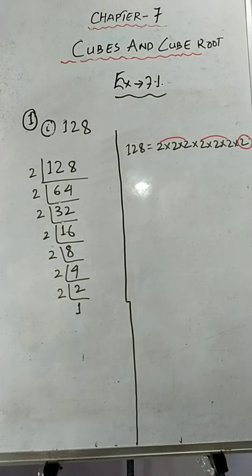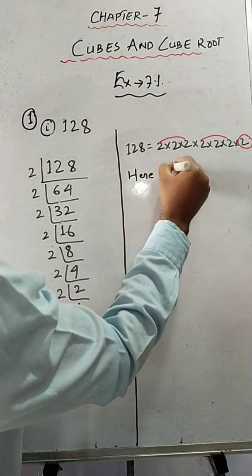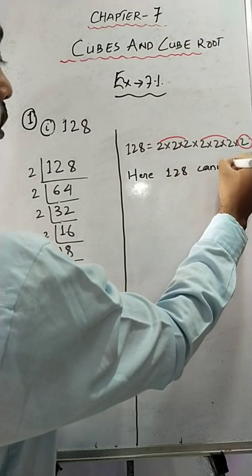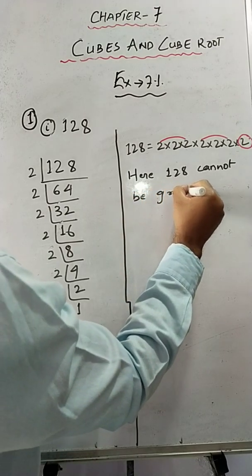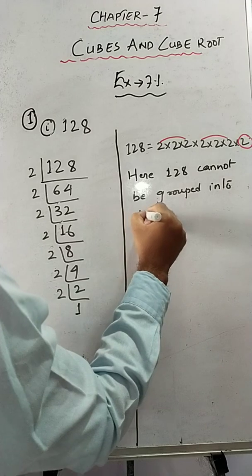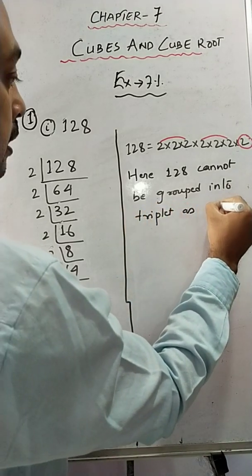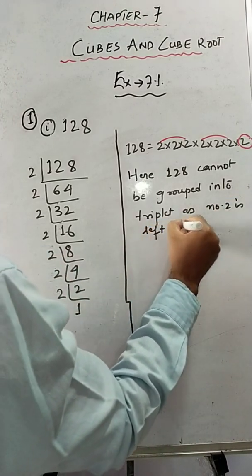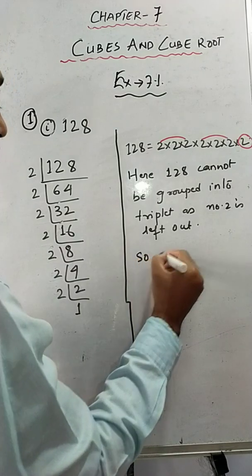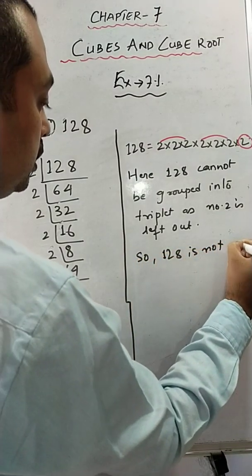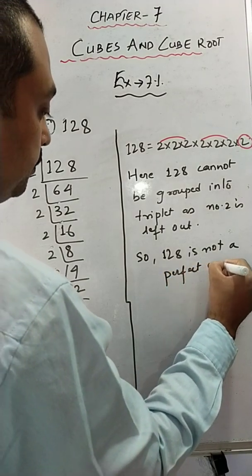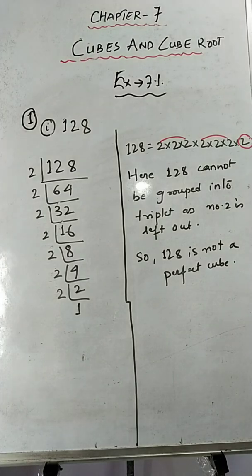So we'll say that 128 cannot be grouped into triplets, as one 2 is left out. So 128 is not a perfect cube. Now I believe all of you have understood how exactly we can say which number is a perfect cube and which is not. Fine. So now let's do sum number 3.